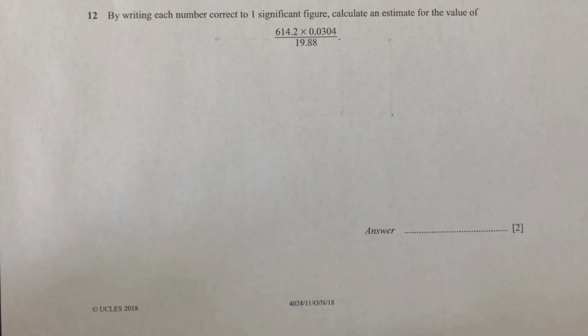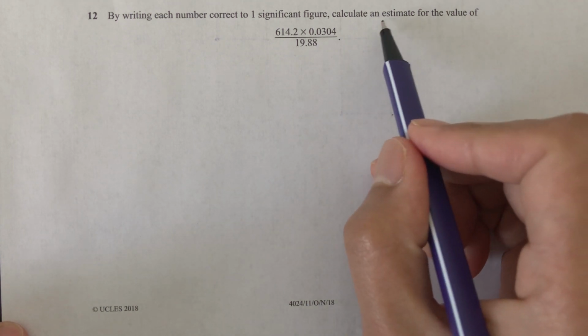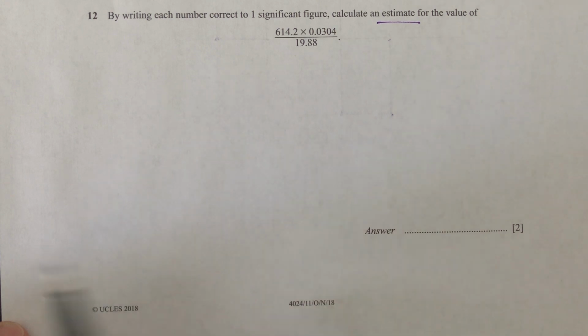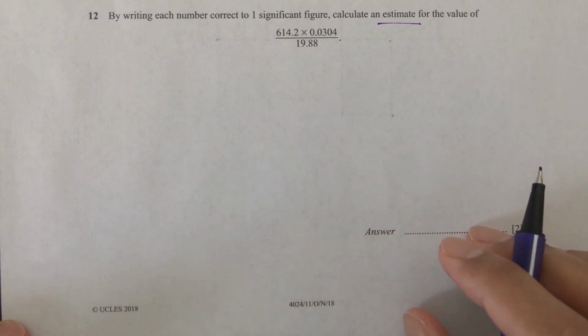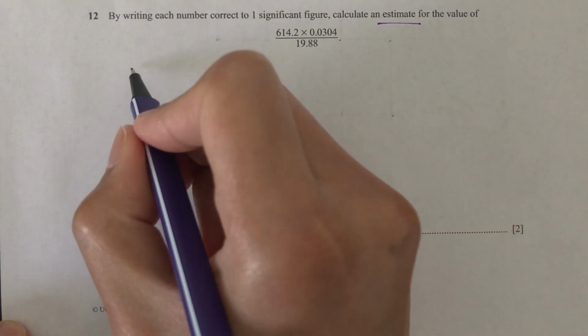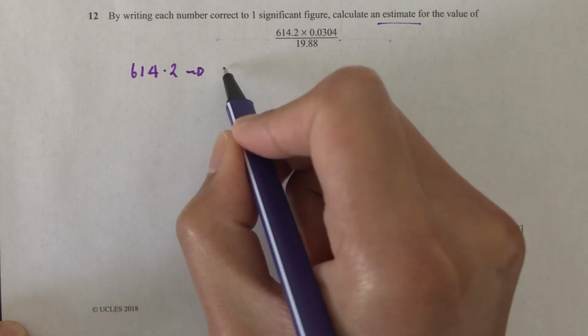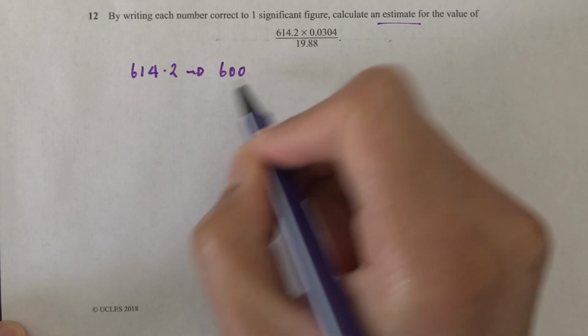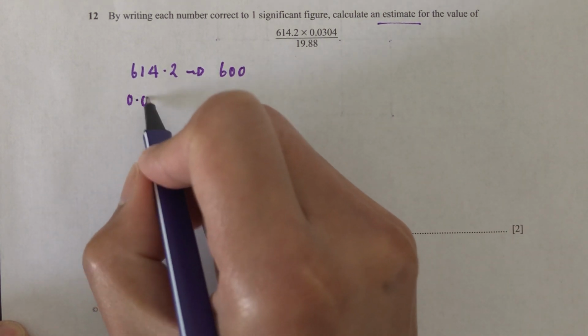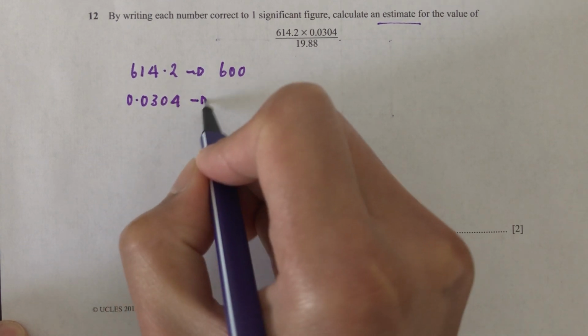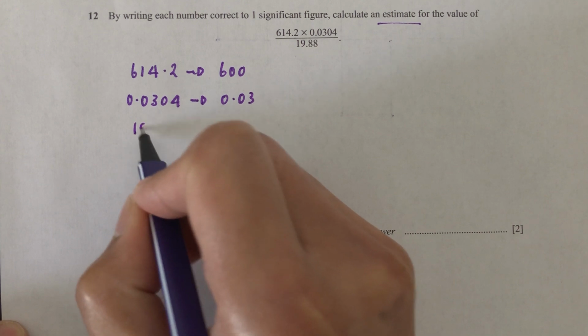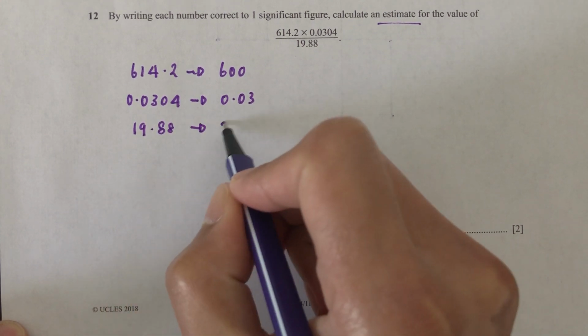Question number 12. By writing each number correct to one significant figure, calculate an estimate for the value. So when they say an estimate, it means we don't need to have the exact answer. We just need to find something close to the exact value. So write everything down to one significant figure. So we have three numbers. The first number is 614.2. Correct to one significant figure, that will be 600. So 0.0304, that will be 0.03. 19.88, that will be 20.